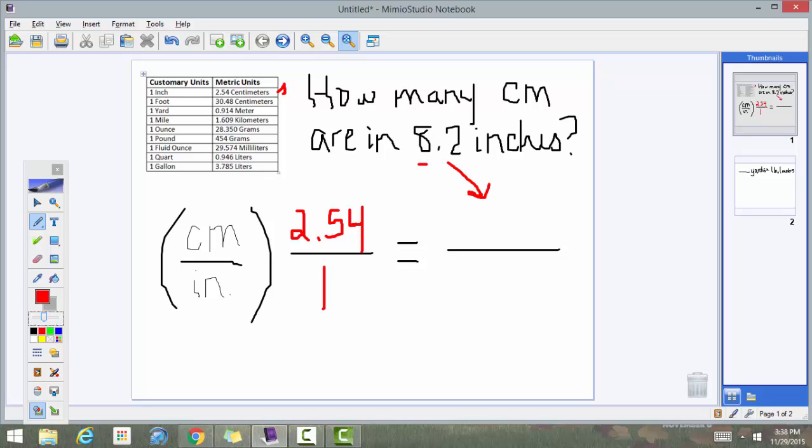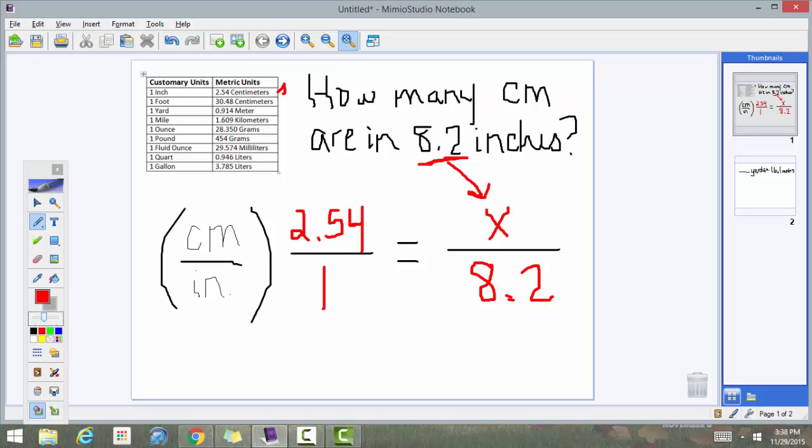The second part of the proportion will always come from the problem. The only number written in my actual problem is 8.2. And again, I have to use the key to figure out where 8.2 is going to go. Since it's labeled as inches, the only available spot for it to go is on the bottom.